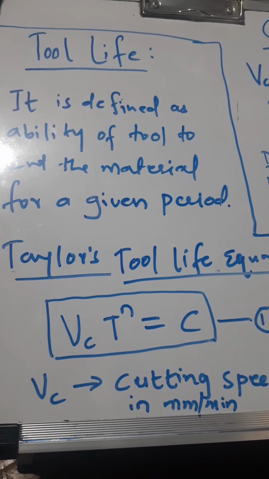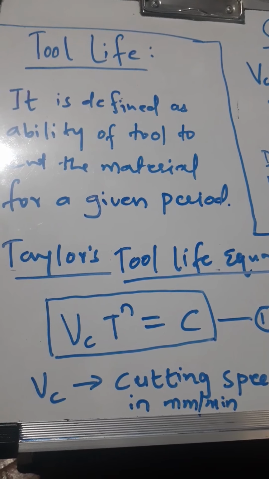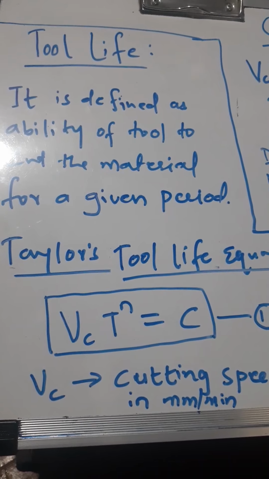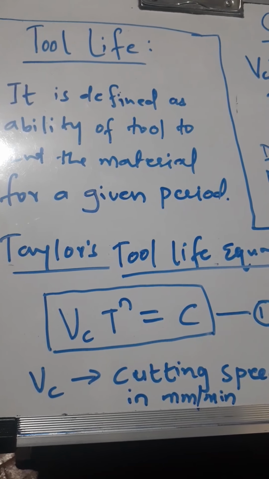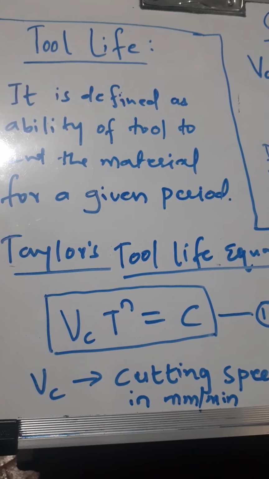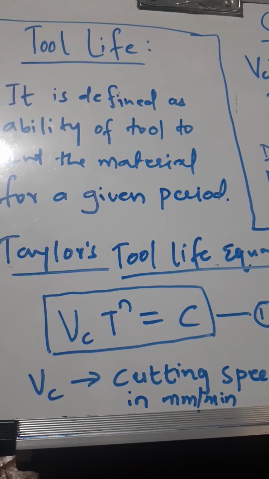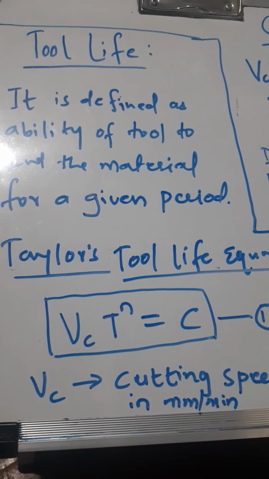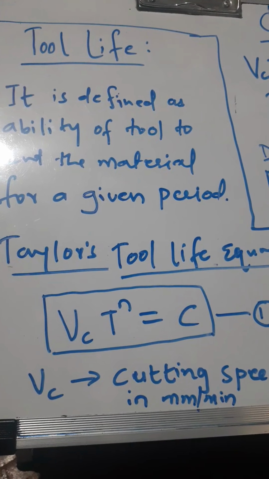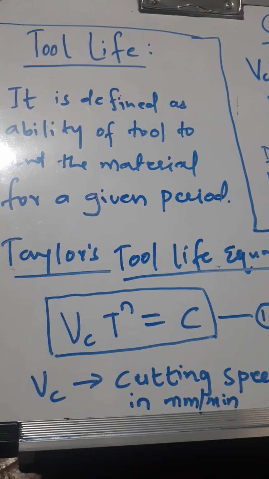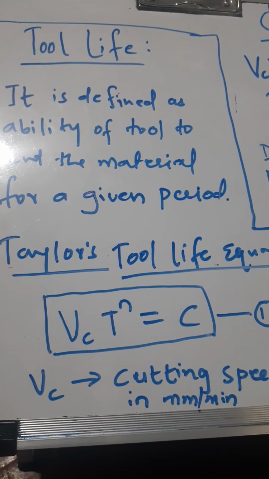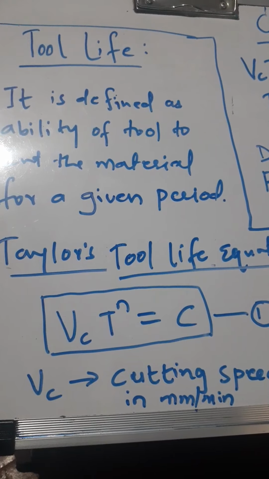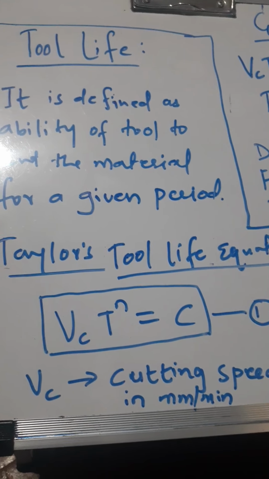But due to prolonged use, when we use that same tool for cutting again and again, it may lose its sharpness, it may lose its ability to cut the material. So the duration for which we are using the tool to remove the material in an efficient way, that duration or that time we are calling the tool life.